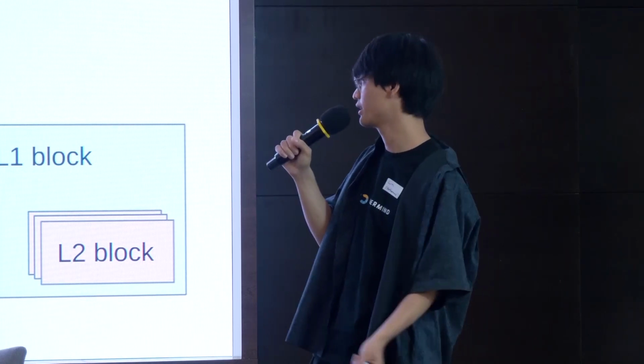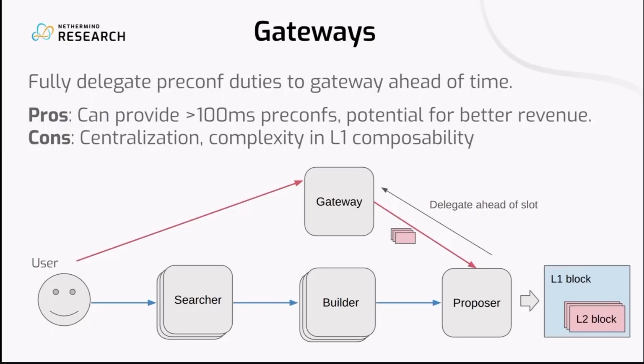But a con is centralization. This gateway has centralization pressure on it. And also there is complexity in the L1 composability, because as I mentioned before, the block building pipelines are not shared anymore.